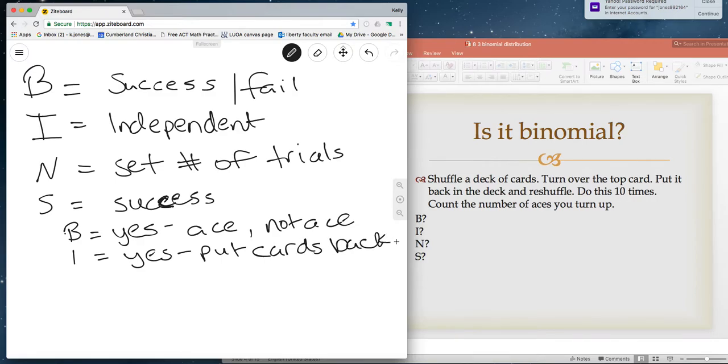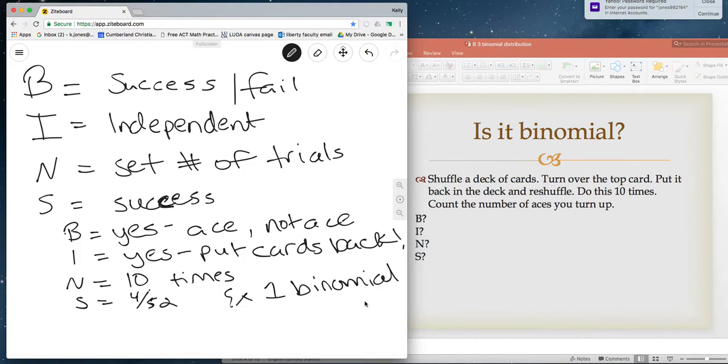But because we put cards back, it is actually independent. Is there a set number of trials? Well, yeah, it said do this 10 times. So that's set. And is the probability of success the same? Well, if you remember, there are 4 aces out of 52 cards. And since I put the card back after I draw it and I reshuffle it, I still have a 4 out of 52 chance that I'm going to get an ace. So yes, my probability of success does stay constant. However, if I did not put the cards back, that would make the I and the S fail, and so it would not be binary. So example 1 is a binomial setting.